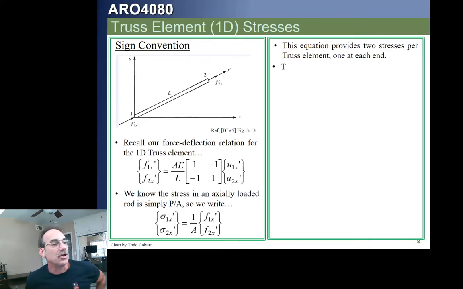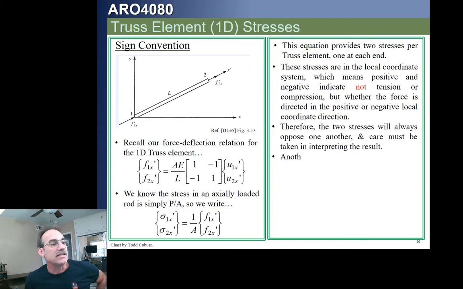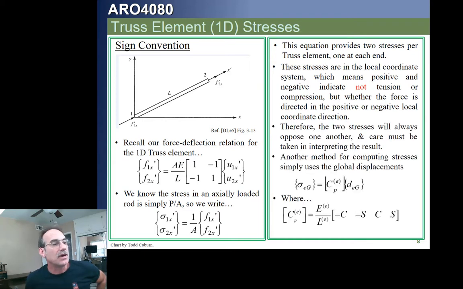For a one-dimensional truss element, then, we saw this summary slide where we have our local coordinate system, and we have our local relations of force to displacement. We can calculate our stresses in one of 2 manners. Remember all that? Now, this prepared us to go and actually analyze these trusses in 2 dimensions.